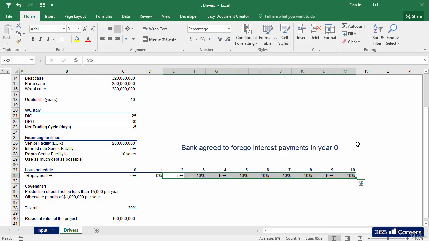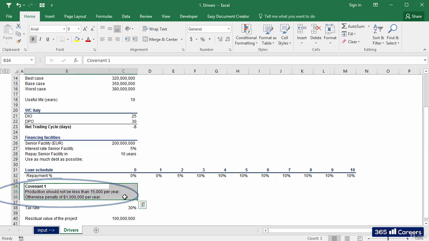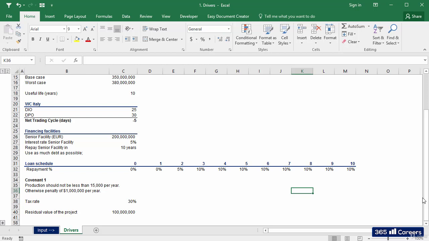But there's always a but when we talk banks and financiers. We shouldn't forget a covenant banks added to the debt contract. If the production plant produces less than 15,000 cars per year, then the company owes a penalty of €1 million. That's a clause that bankers insisted on because they wanted to be sure they are financing a plant the company intends to use seriously. They will waive the covenant clause for year 0 only. This is when construction takes place and is impossible to produce any units.